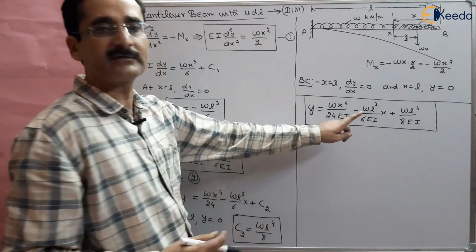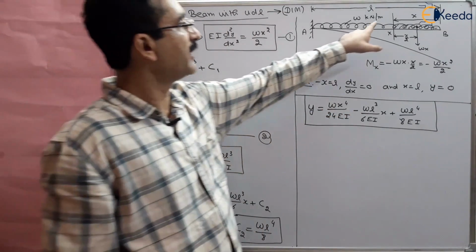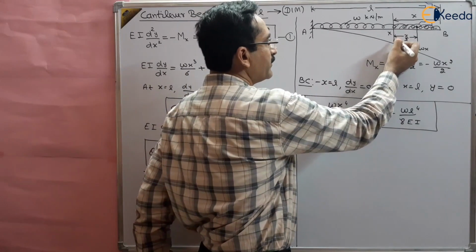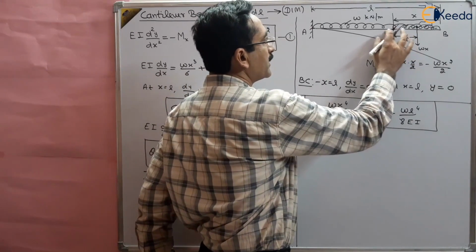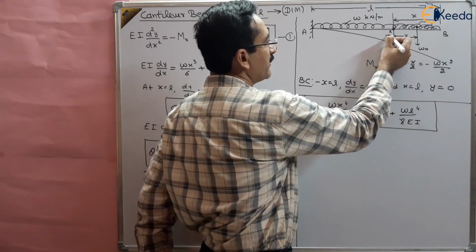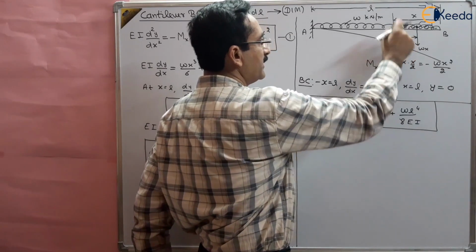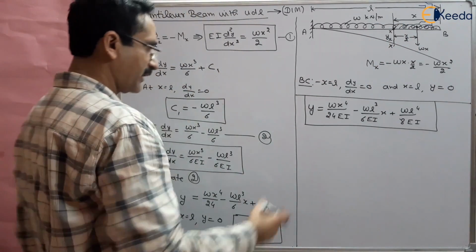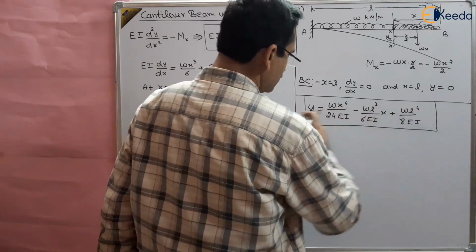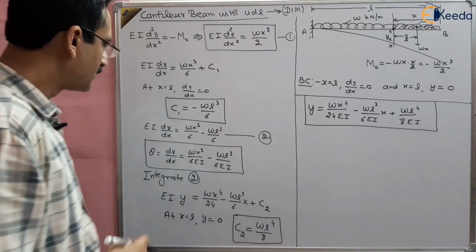So deflection as a function of x, right? So at any x we can find out the value of y. Suppose this point is x dash. So we can find out y at a distance x. So at any distance, we can find out the deflection using this equation, right?